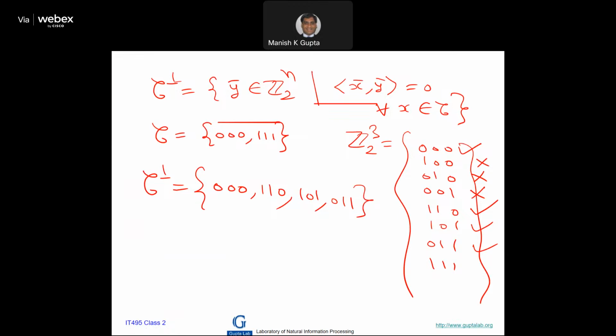Right? So I have just shown you an example: given a vector space C, how to find its dual. I think you know all these things. I'm just doing an example so that you are able to recall. Now you can clearly see, what is the dimension of C? 1, because the generator matrix has only one element, one vector, 1, 1, 1.